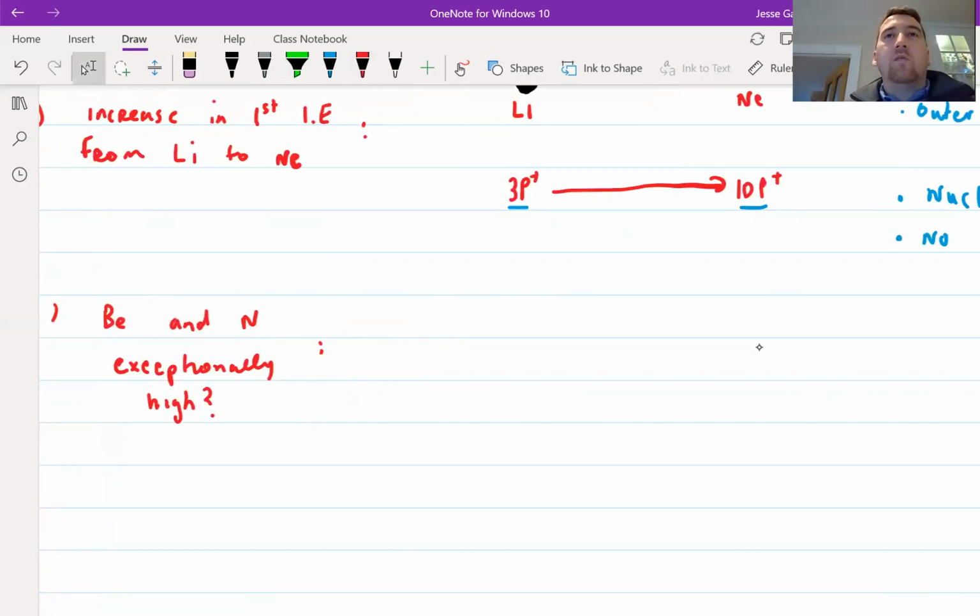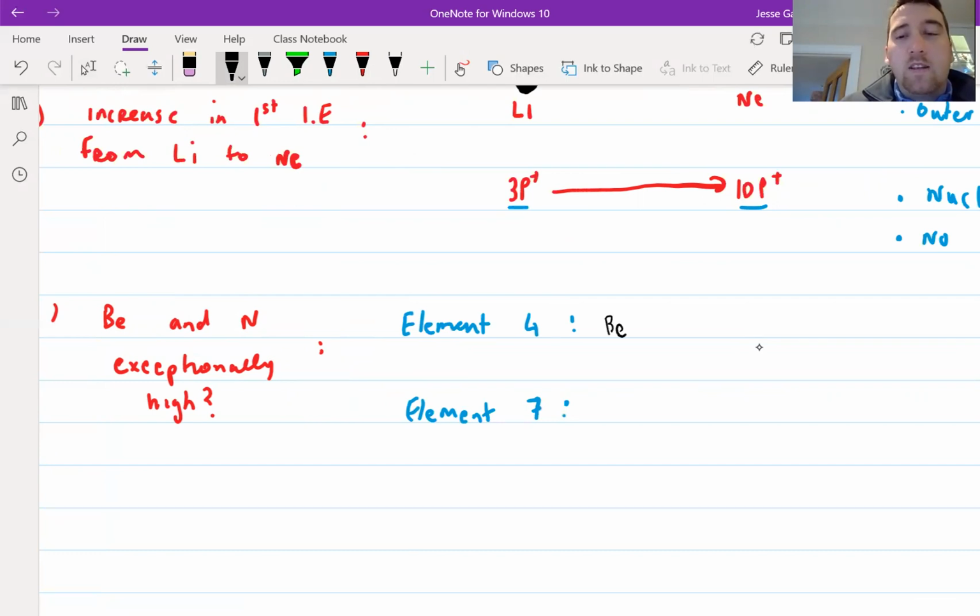Okay, now if you haven't been able to do this, my suggestion to you is you begin by writing down the electronic configurations for element 4 and element 7. Begin by doing that if you weren't sure how to answer this. Pause the video and do that now. Okay, so hopefully you've written down the electronic configuration. Element 4 is beryllium. It has an electronic configuration of 1s2, 2s2. Element 7 is nitrogen. It has electronic configuration of 1s2, 2s2, 2p3.